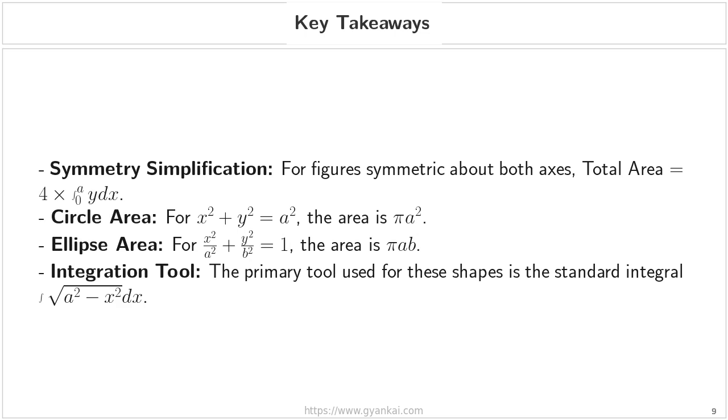Finally, keep this integration tool in your mathematical toolkit. The heavy lifting in these derivations was done using the standard integral of the square root of a squared minus x squared with respect to x. Mastering this specific integral is essential for solving these types of area problems efficiently. Make sure you review these formulas and the logic of using symmetry, as they will be fundamental in your upcoming assessments.